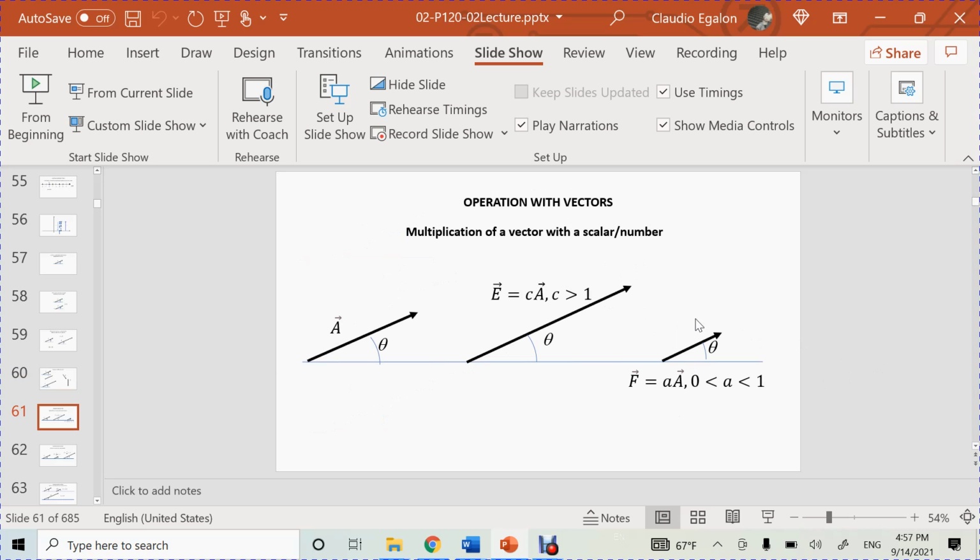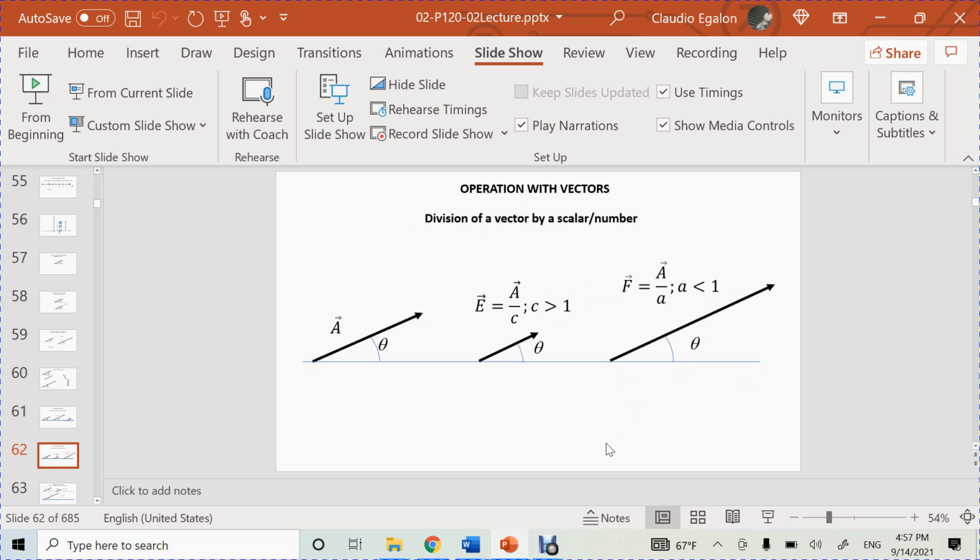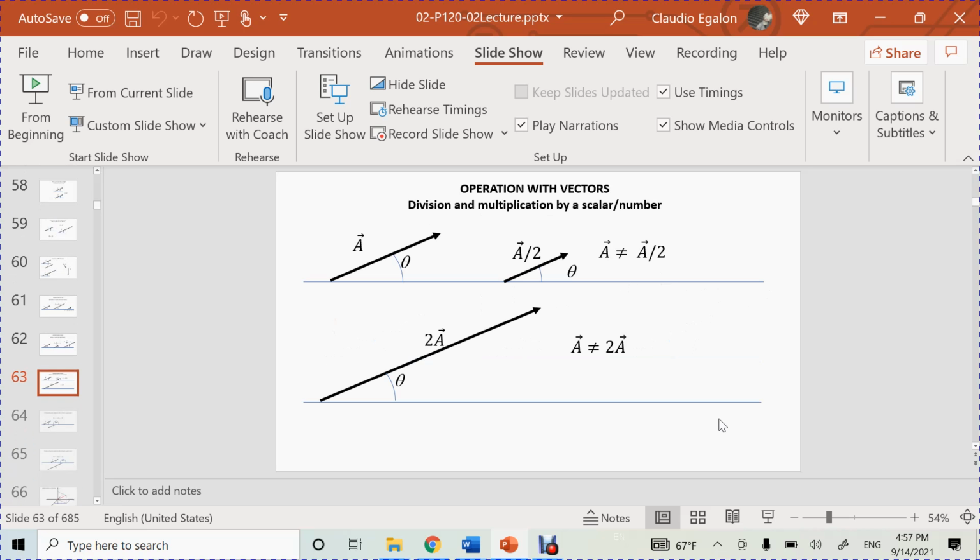You can multiply a vector by a scalar. If the scalar is greater than 1, the vector is going to become longer. That's the vector E, and the direction doesn't change. If the scalar is less than 1 and greater than 0, then the vector is going to become shorter. That will be the vector S. We covered that. You can divide by a scalar as well. If you divide by a scalar that's greater than 1, the vector becomes shorter. If you divide by a scalar that's less than 1, the vector becomes longer, with larger magnitude but the same direction.